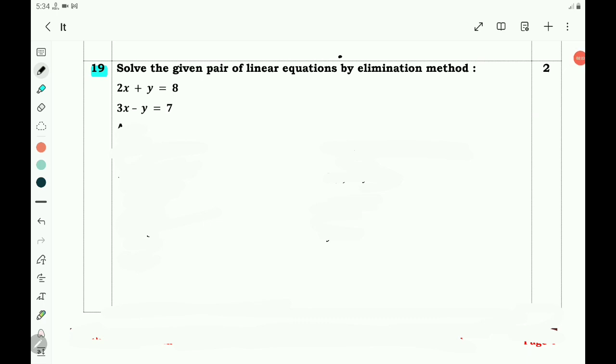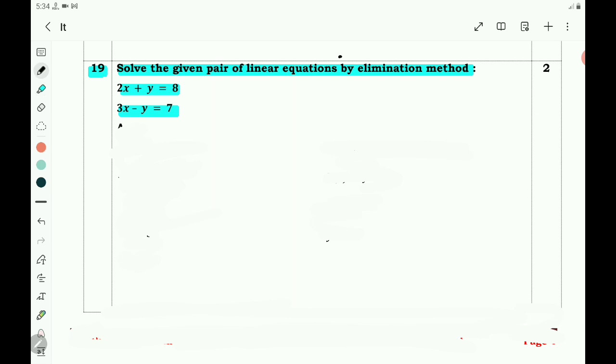Next, let us take the 19th question. What is the 19th question? Solve the given pair of linear equations by elimination method. Here, which are the two equations given? 2x plus y equals 8, 3x minus y equals 7.